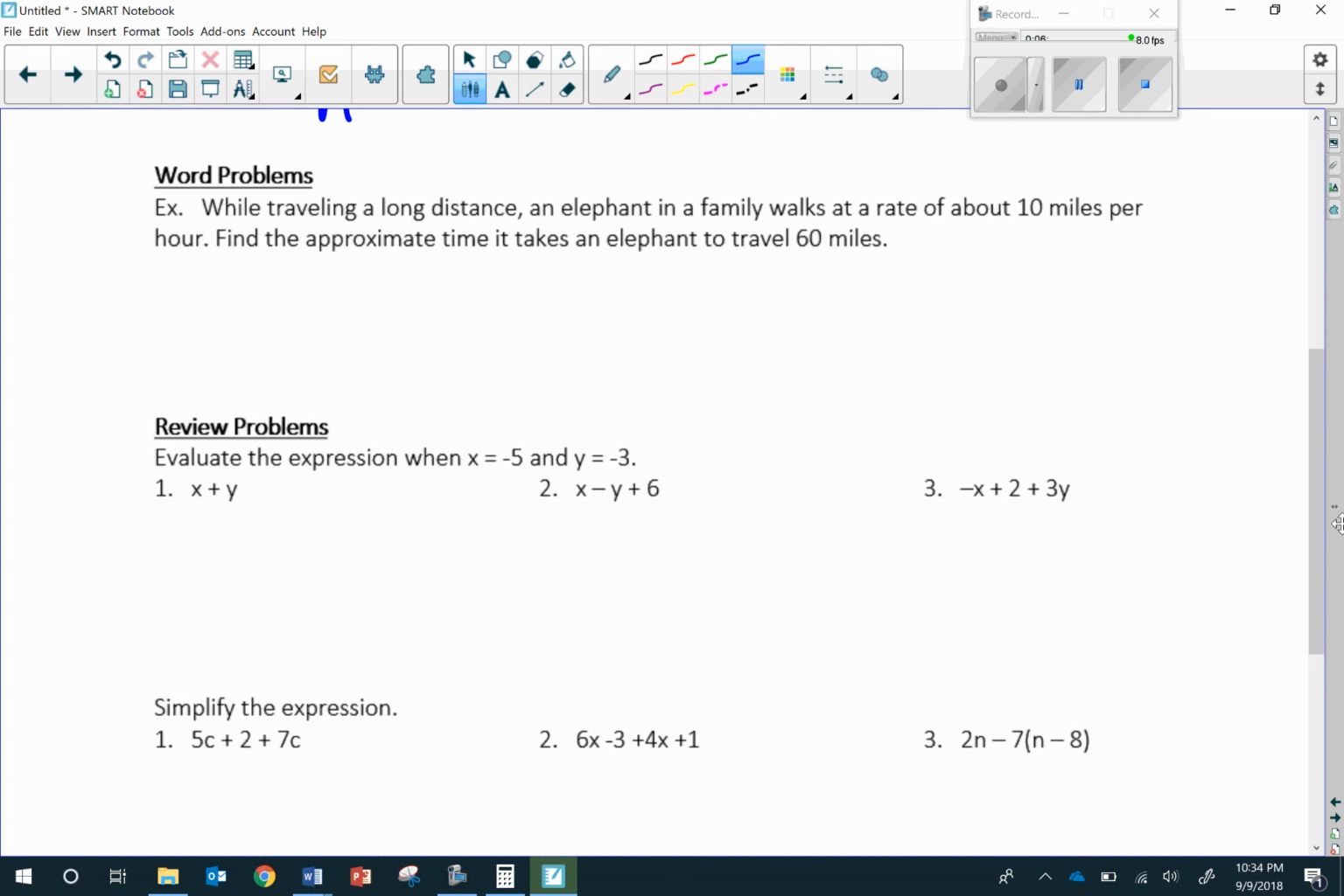The next section is a word problem about a family of elephants walking at a rate of 10 miles per hour. So we want to figure out what time it's going to take the elephant to walk 60 miles. I'll go ahead and give you a clue. Think about setting up a table, or think about 10 miles being for every hour. And if the elephants are traveling 60 miles, how long is it going to take that family to walk? I'll go ahead and let you try this one. If you have questions, again, don't hesitate to ask a teacher.